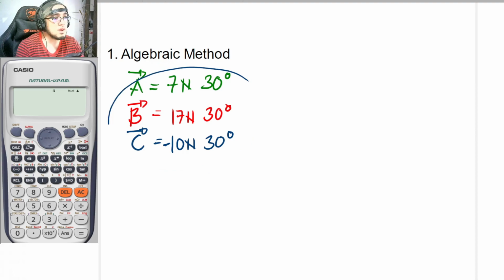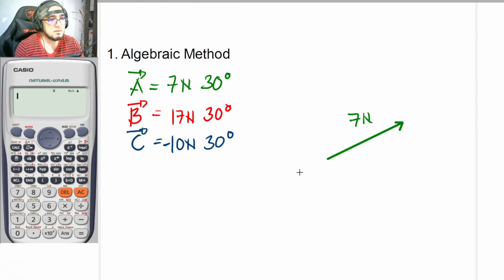If you would now be drawing these ones here, let's say this is 7 newtons. Then we also have 17 newtons. And we also have negative 10 newtons. As you can see, all of them have the same angle, meaning that they are parallel. If they are parallel, let us assume that they are all collinear. So with that, this is equal to 10 newtons.